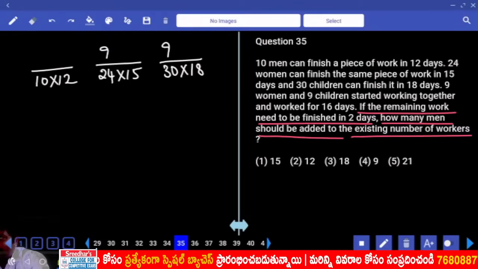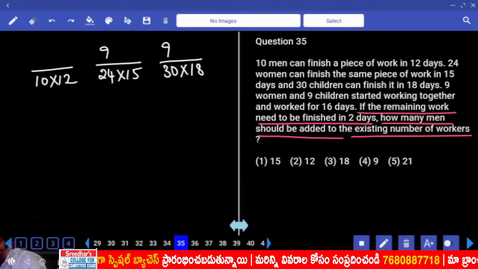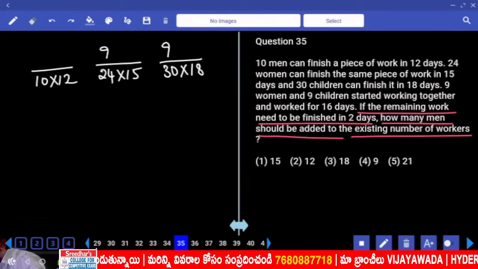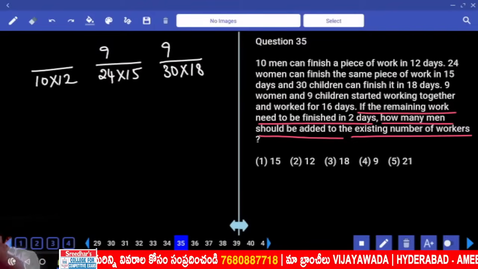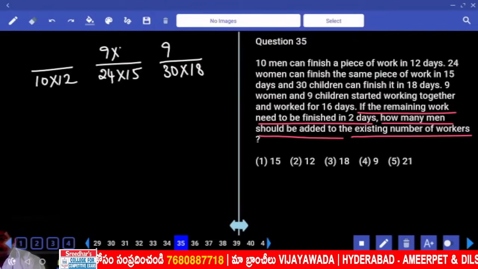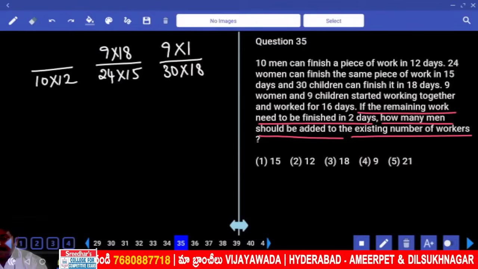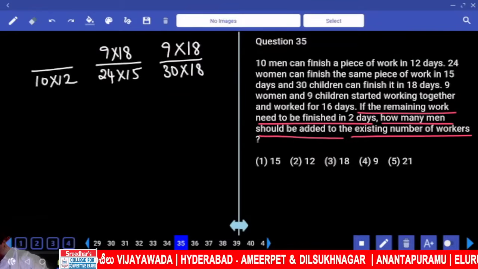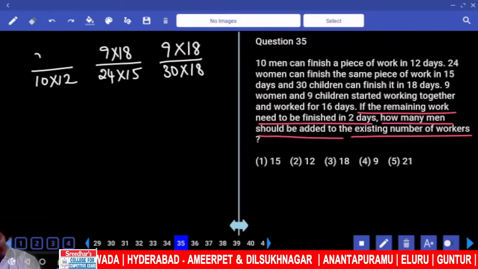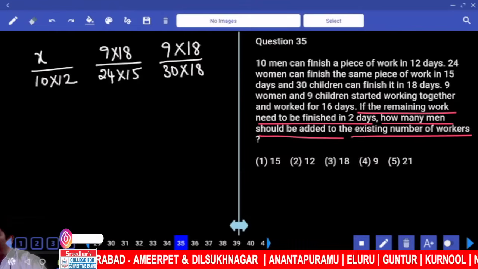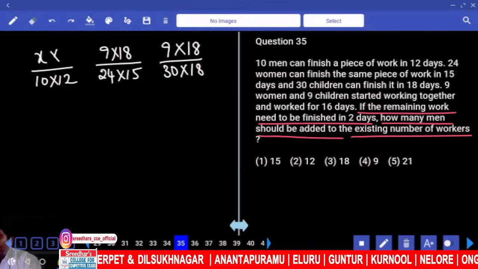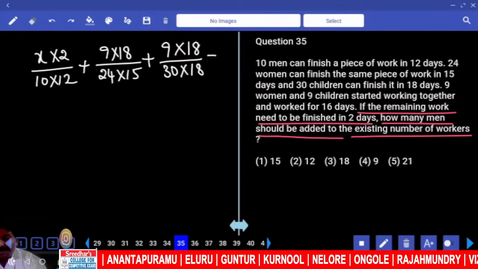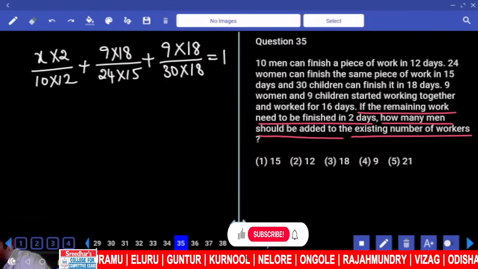Those 2 days, women and children, are they working or not? Did they leave? No. That means they are there, right? So total how many days are they going to work? 18 days work of 9 women, 18 days work of 9 children. Correct? How many men should be included? That's the question. Assume X men are working now. Working for how many days? 2 days work is this much. If men, women, children, everybody works, the work will be completed, which is equal to 1. Are you fine?